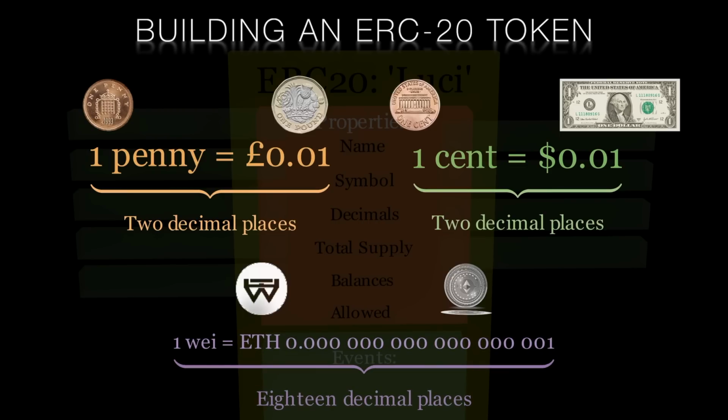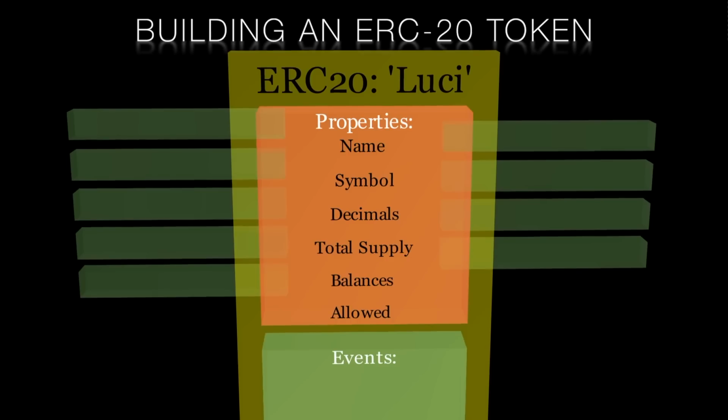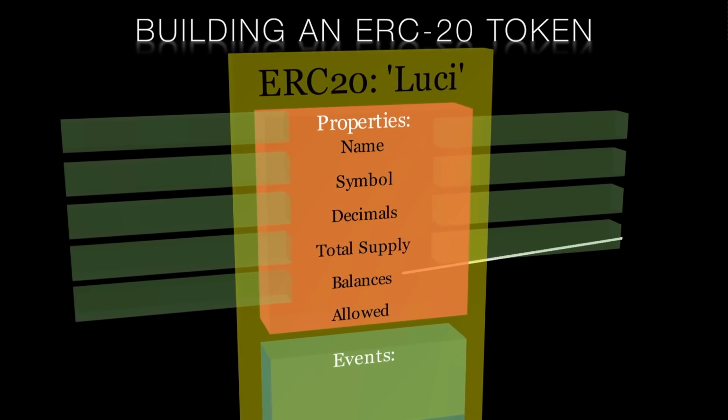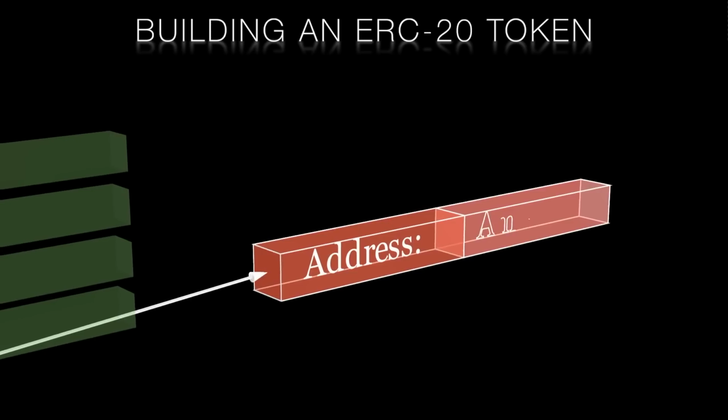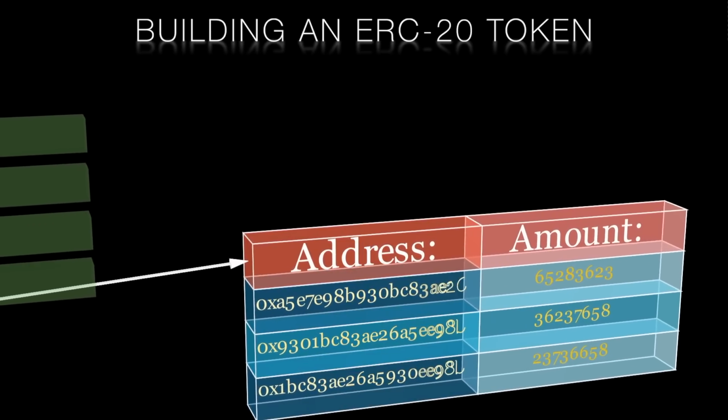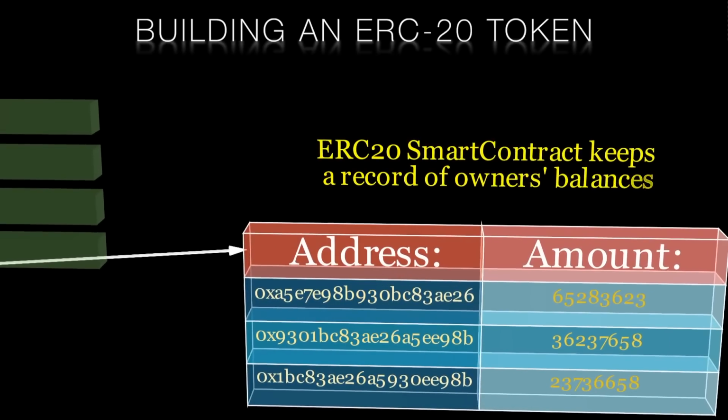The contract must also hold the total supply. That's the amount of all minted coins of this type in circulation. The very heart of the ERC20 contract is the balances mapping. This is simply a mapping, or a lookup table, of the addresses and the corresponding amount of this currency owned by that address. Thus, the smart contract itself keeps a record of all of the owners of this currency and how much of the total supply each owner has.